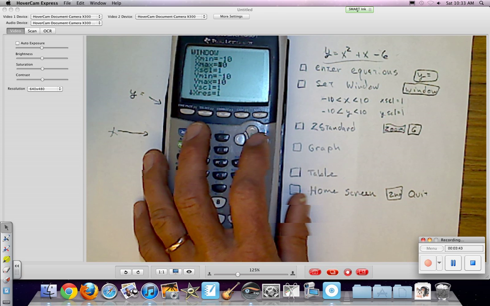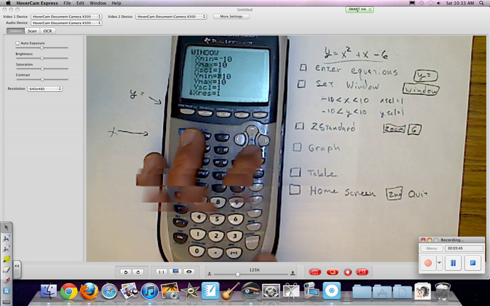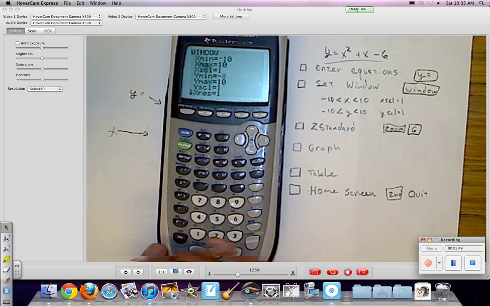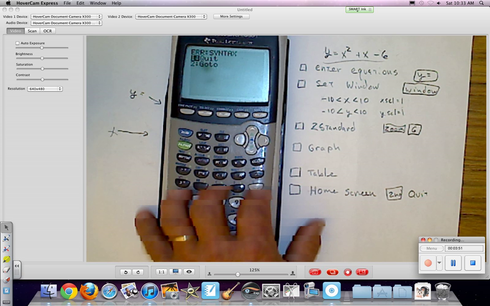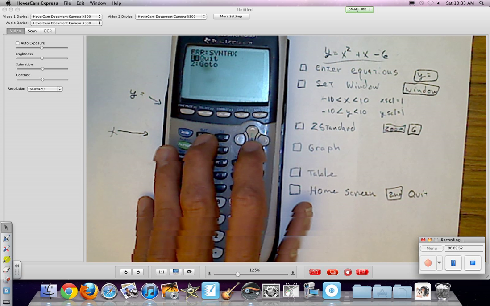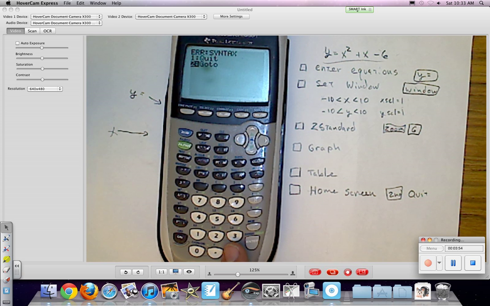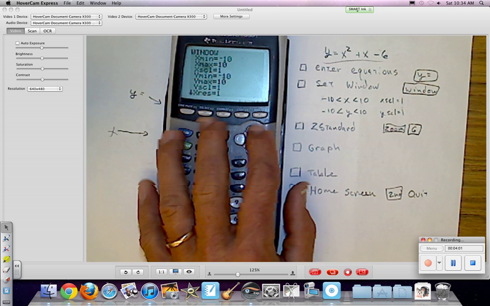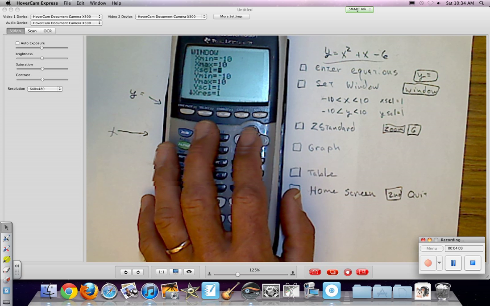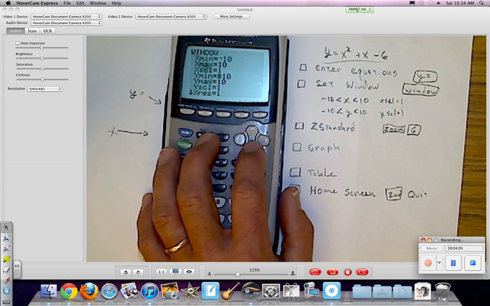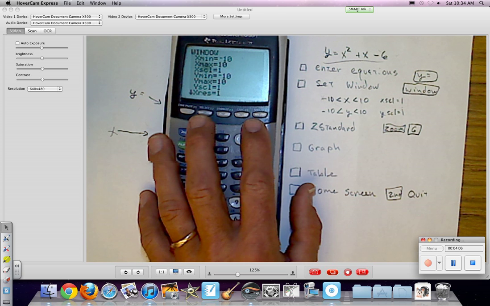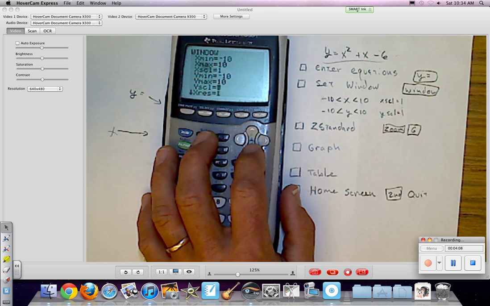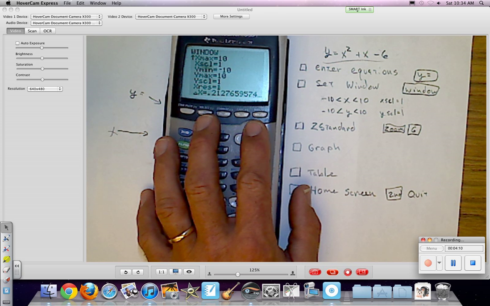Don't put minus. If I put in minus 10, it'll say syntax error, right? What that means is you need to hit this negative key down here, the negative key, all right? And x scale just tells you where to put the tick marks, and y scale tells you where to put the tick marks, and the rest of that stuff, who knows what it does.